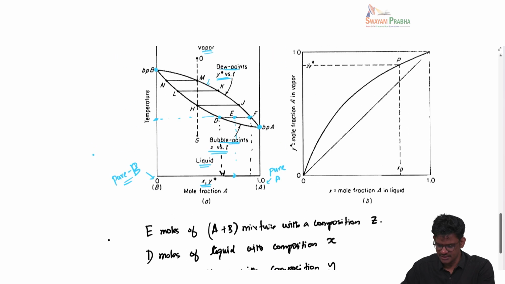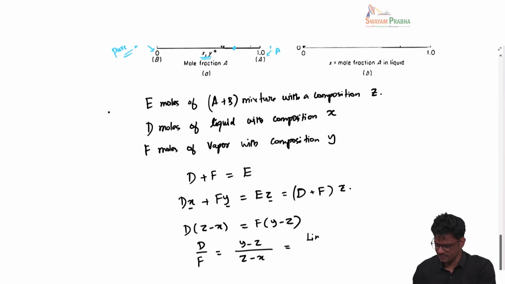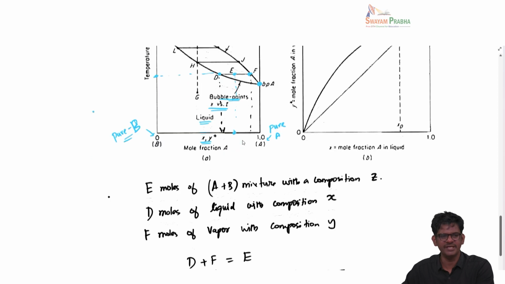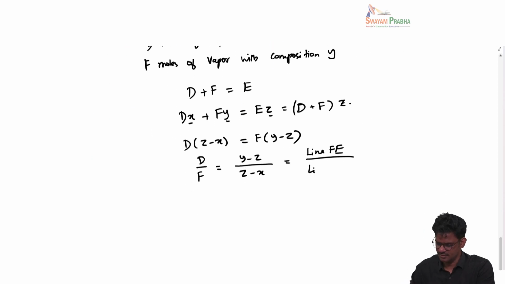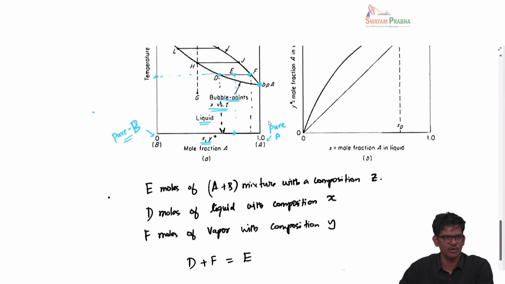So, what is Y minus Z? Here, Y minus Z is nothing but the length of the line between F and E. Okay, so this is line FE. And what is Z minus X? So Z is here, X is here, so line ED. Okay, so based on the location of E with respect to the DF line, you can find the mole ratio, right? Based on simple mole balance here.